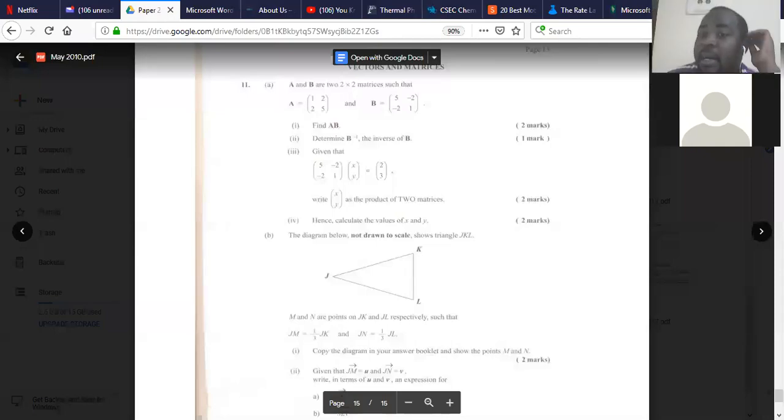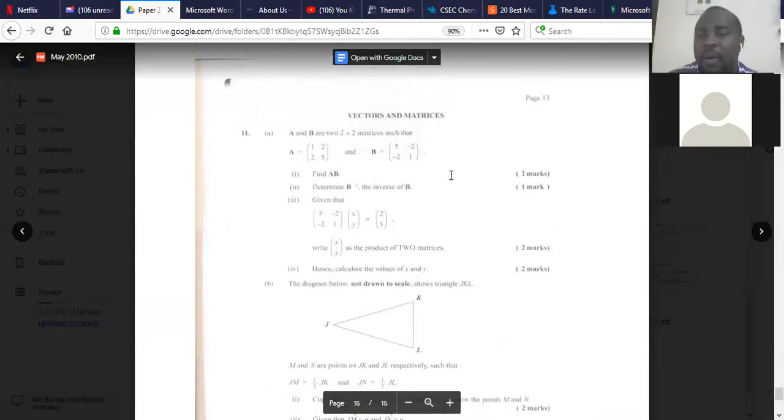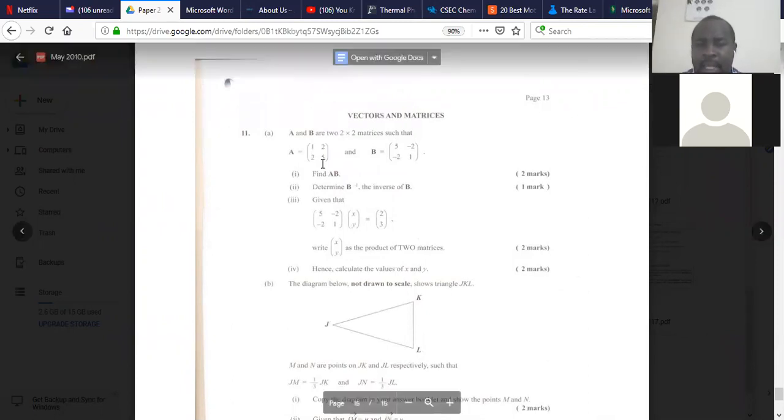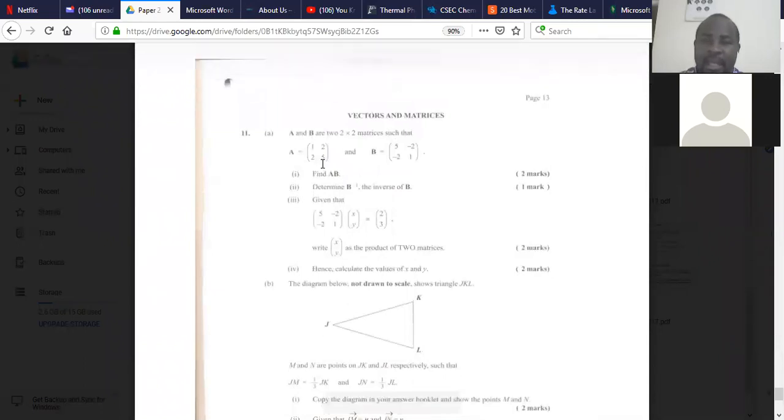So we're going to look at vectors and matrices in the form of the past paper, and at the same time learn the content, right? So let's get going. Vectors and matrices is this branch of mathematics that essentially deals with multiple variables at a time. In all cases, we deal with multiple variables, and normally at this level, we deal with two variables, okay?